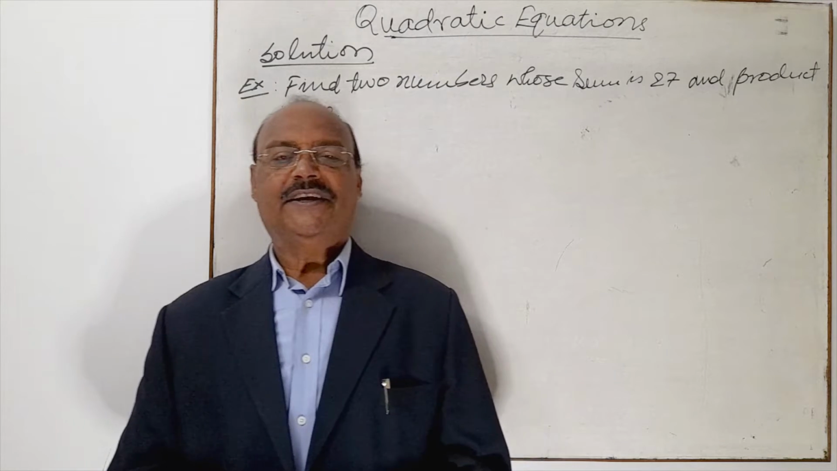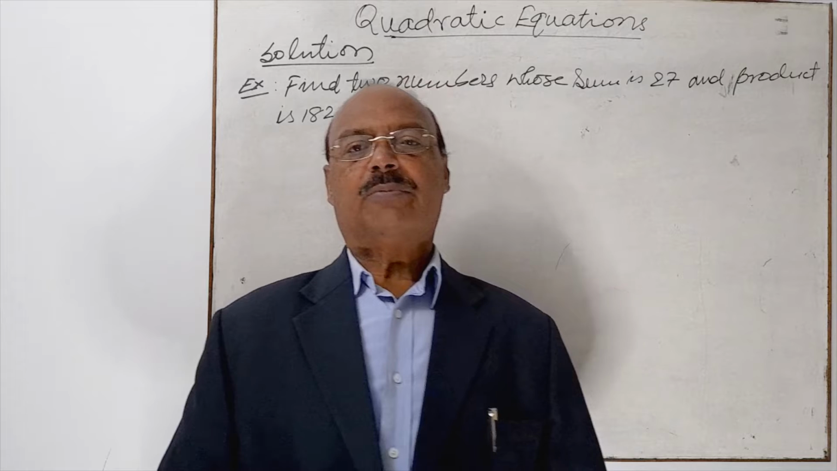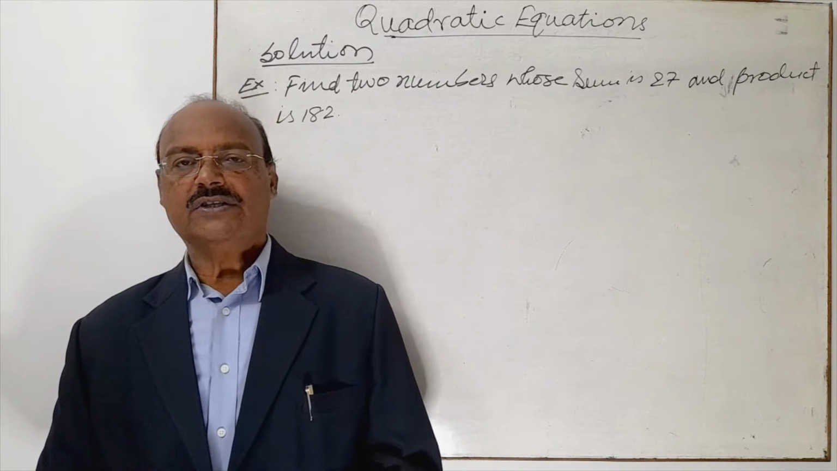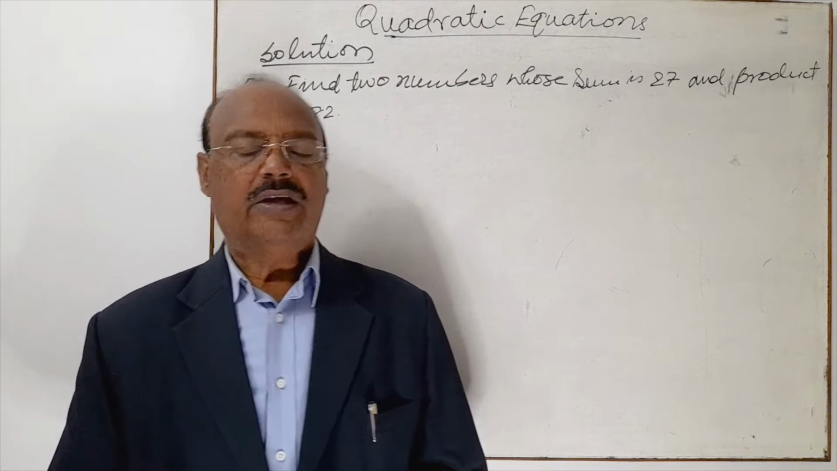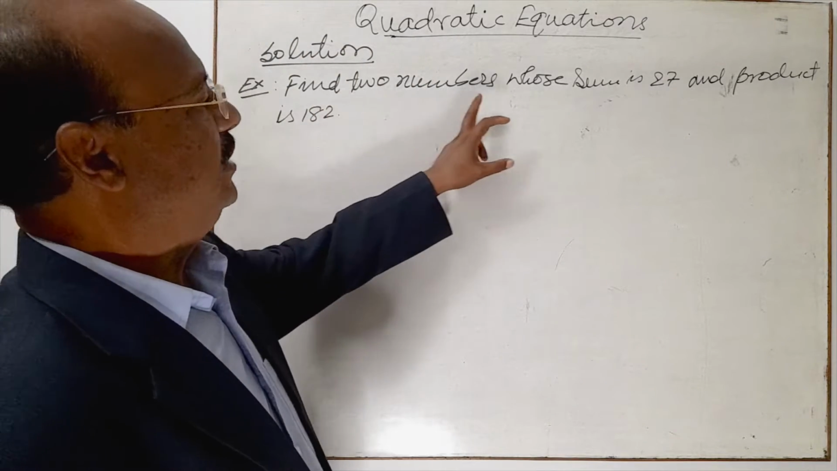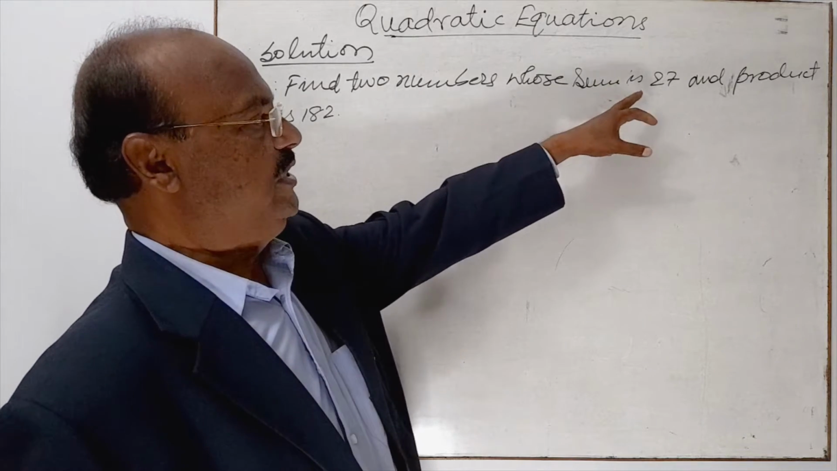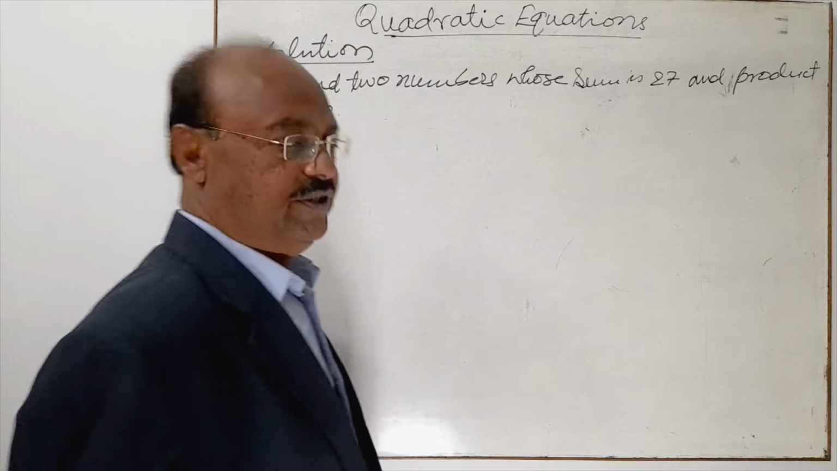Welcome students. In this video we are going to discuss how to solve problems of quadratic equations and how to get the solution. We will start with a question. Find two numbers whose sum is 27 and product is 182.